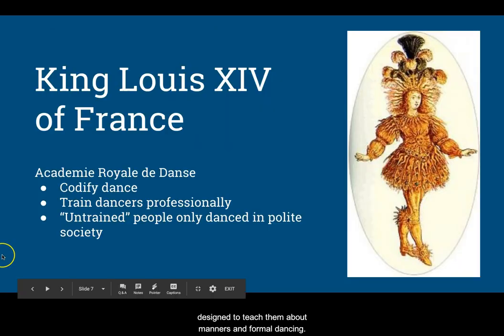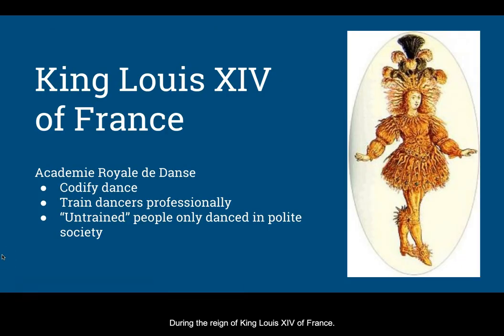During the reign of King Louis XIV of France, the division between social dancing and theatrical dancing became more distinct. The king established the Académie Royale de Danse to codify and train dancers professionally. It was still an accomplishment to dance well, but dancing by untrained people became limited to polite society.